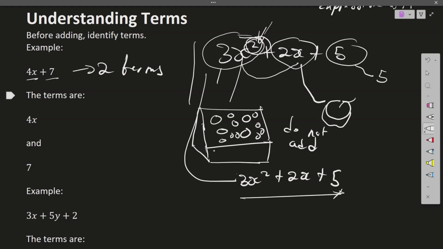Okay. So even in this, let's go back to this example. You have 4x plus 7. Okay. So the terms are 4x and 7, and you leave it like that. You identify the terms you are working with.